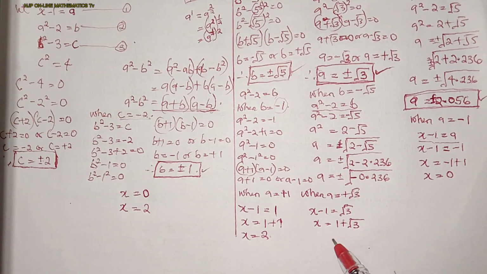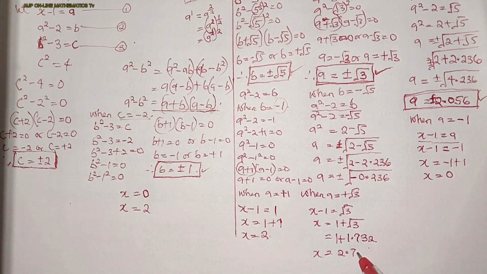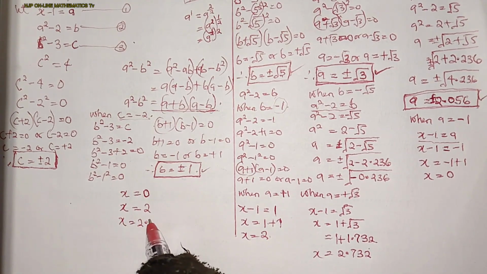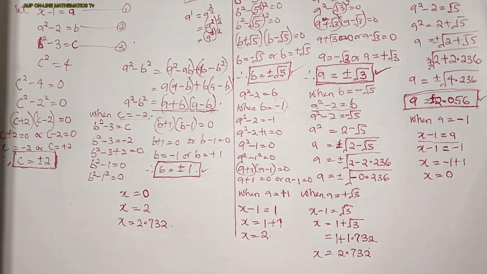So if we use our calculator to find the value of root 3, we have that it is 1 plus 1.732 as the value of root 3 there. So we now have that x equals 2.732. So we have obtained another value of x, that is 2.732. This is another value of x.